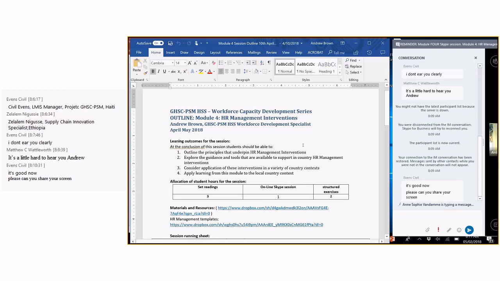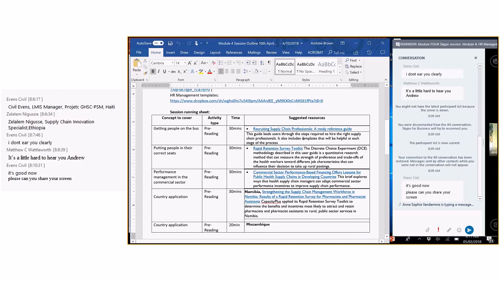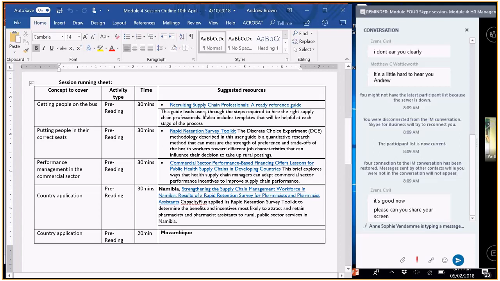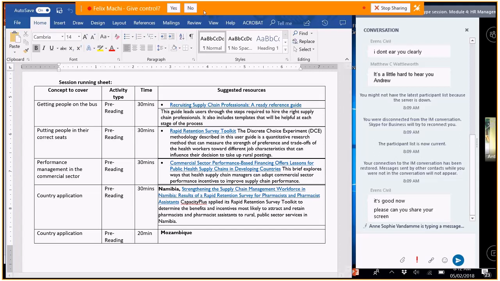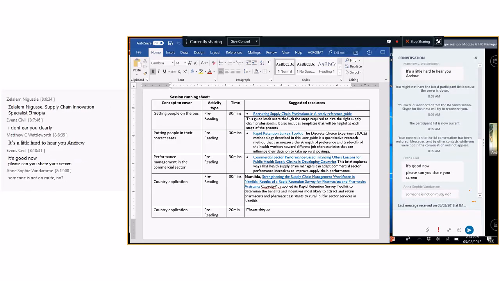The particular things I want to emphasize here is that there's been a lot of work done in the supply chain sector around human resources policies and processes. And what I wanted to do is just to point out a couple of those that I want you to read about as part of pre-reading. The first one was about recruiting supply chain professionals. There's a fantastic ready reference guide and kit that was made available through the USA Deliver project, and this is great.